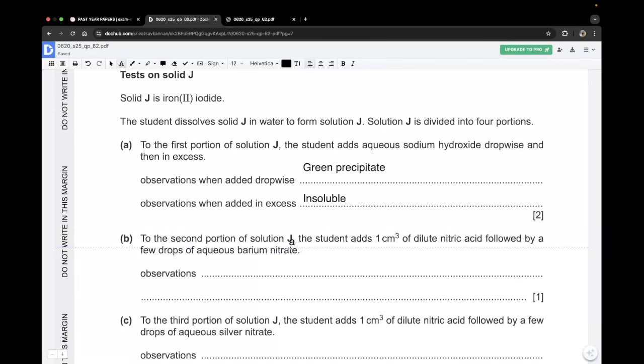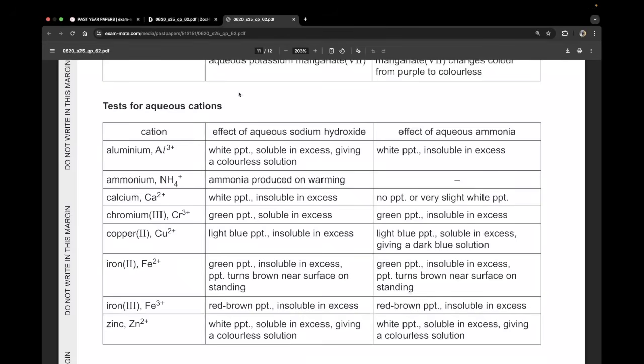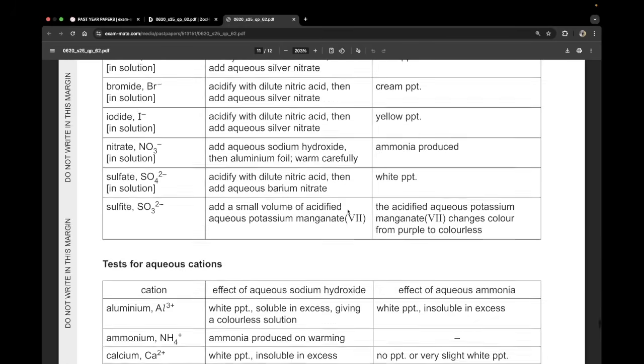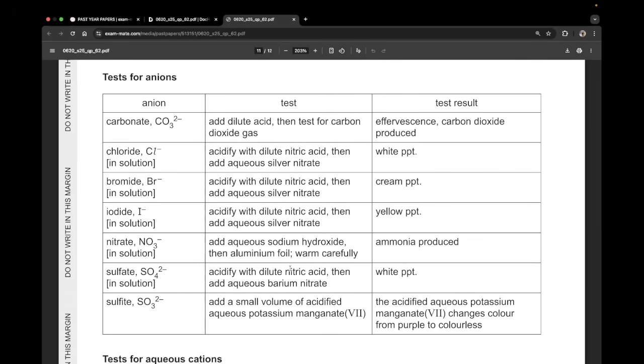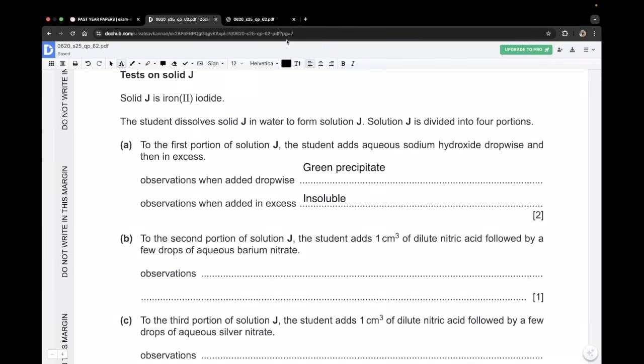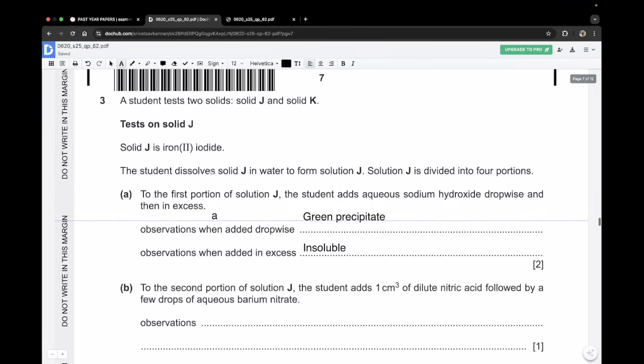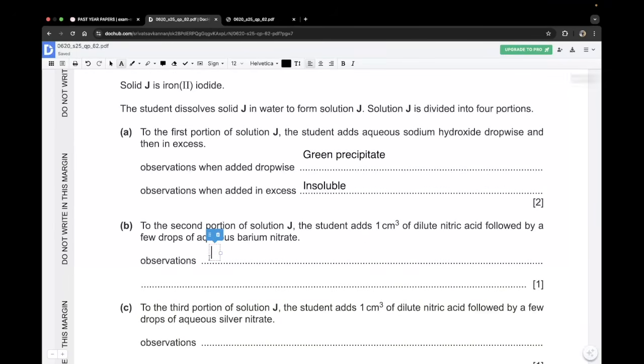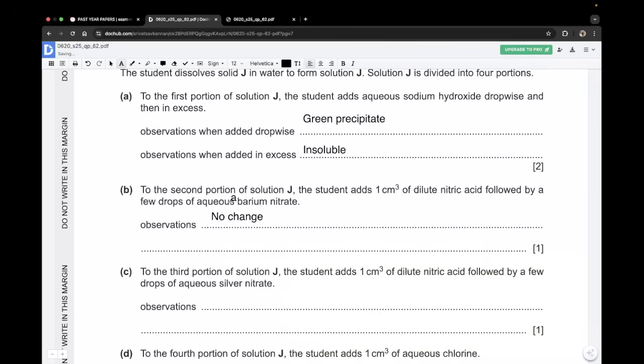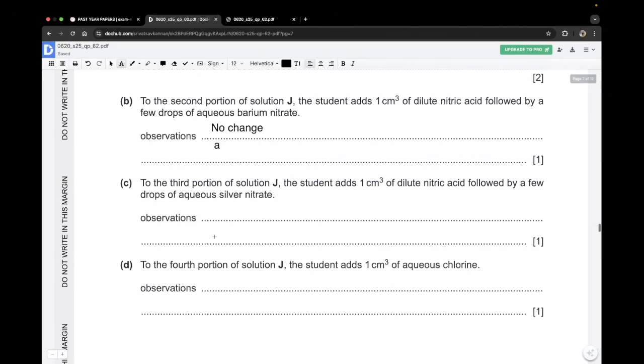To the second portion, the student adds 1 centimeter cube of dilute nitric acid, then aqueous barium nitrate. So which test is it? It's clearly not a test for a cation, it's a test for an anion. Right, dilute nitric acid, then aqueous barium nitrate. That is a test for a sulfate in solution. But is there sulfate in solution? There isn't. There's only an iodide. So we say no change. As simple as that. Just compare the test with the table, see if the conditions for the precipitate are met, and answer accordingly.